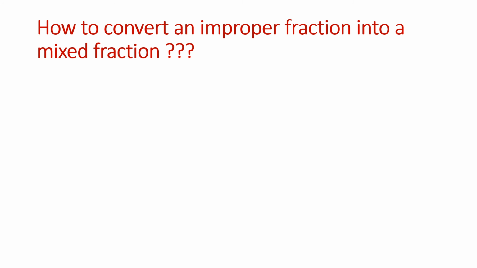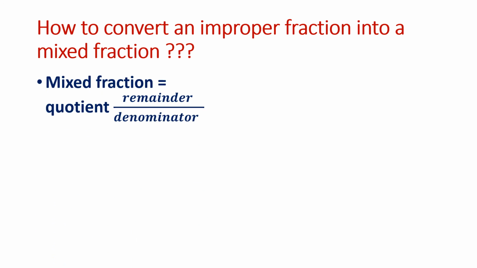How to convert an improper fraction into a mixed fraction? Let us see. Mixed fraction, what you have to do? You have to divide the improper fraction and whatever you get as the quotient you write here. So quotient, remainder and denominator you have to write in these places. I'll explain to you how. 40 by 9. So what we will do, we have to divide 40 by 9.